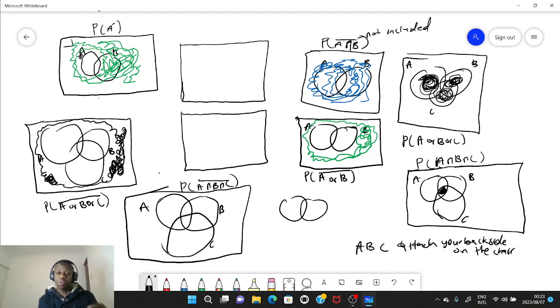So we consider the opposite first. So what is the opposite? We know that A and B and C represent the intersection. So this is where all of my circles intersect. But because of the "not", we won't shade this particular area, because we are saying not A and B and C. We are not looking for the intersection. So we will take everything excluding the intersection.